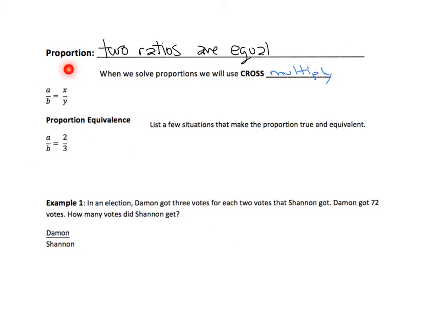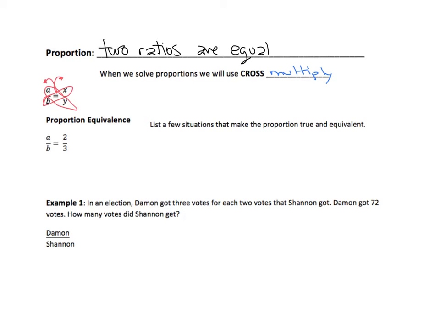All right, next vocabulary word is proportion. This should be something you're familiar with, should have seen it back in your younger days. So proportion is basically when you have 2 ratios that are equal, okay? When we solve proportions, we like to cross multiply, all right? Or as I like to say it, it's like you're doing the butterfly.